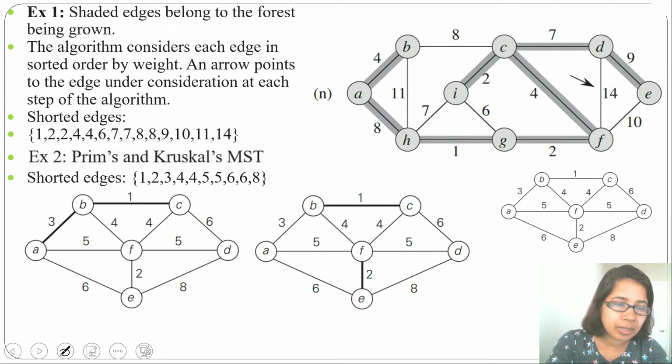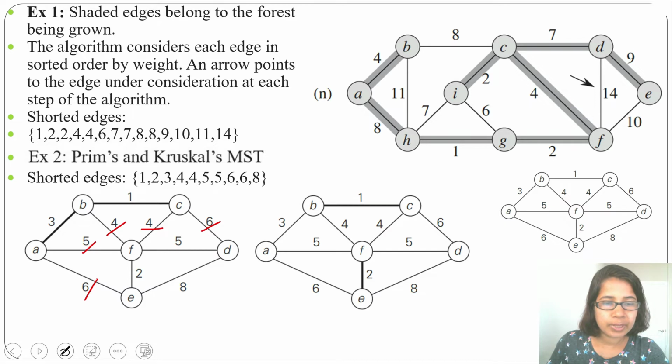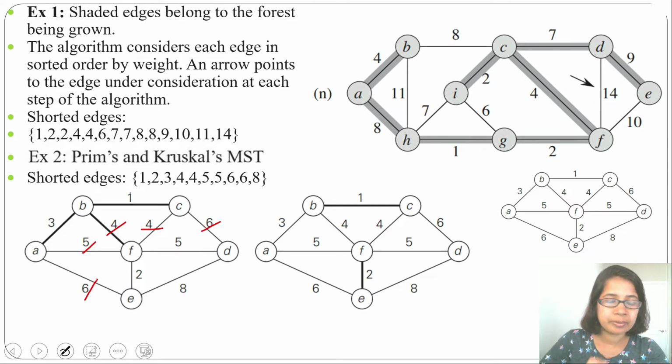Next in Prim's algorithm, with A, B, C, the adjacent vertices are D, F and E. So CD weight is 6, CF weight is 4, BF weight is 4, AF weight is 5, AE weight is 6. So the minimum are these 4s. We can choose any 4, either BF or CF. Let me choose BF.